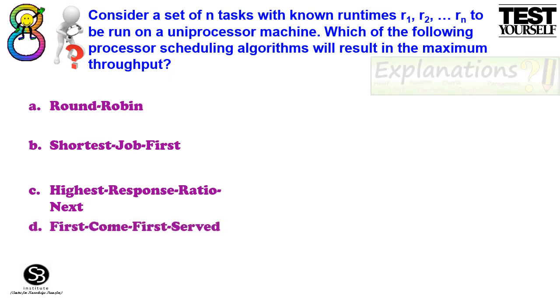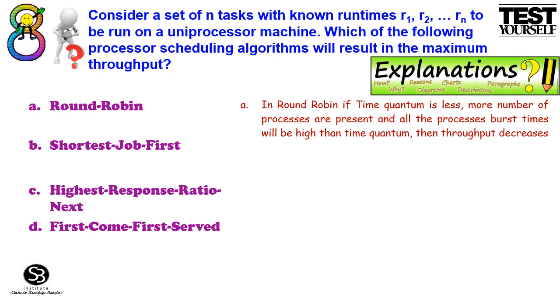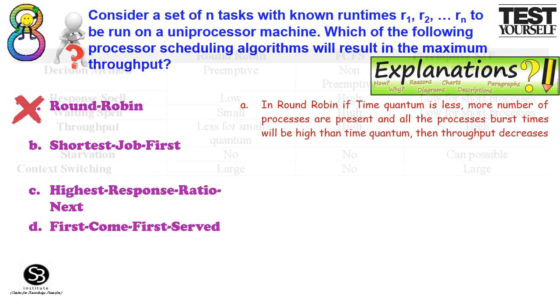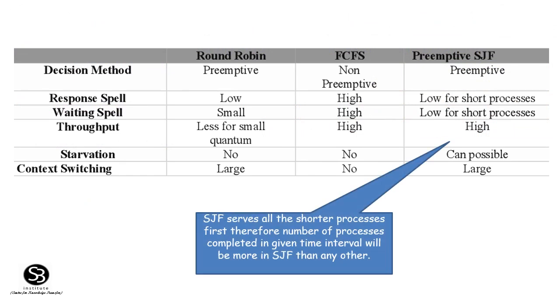Here are the explanations. Option A, round robin. In round robin, if time quantum is less, more number of processes are present and all the process burst times will be higher than quantum time, then throughput decreases. Option B, shortest job first. Shortest job first serves all the shorter processes first. Therefore, number of processes completed in given time interval will be more in SJF than any other.